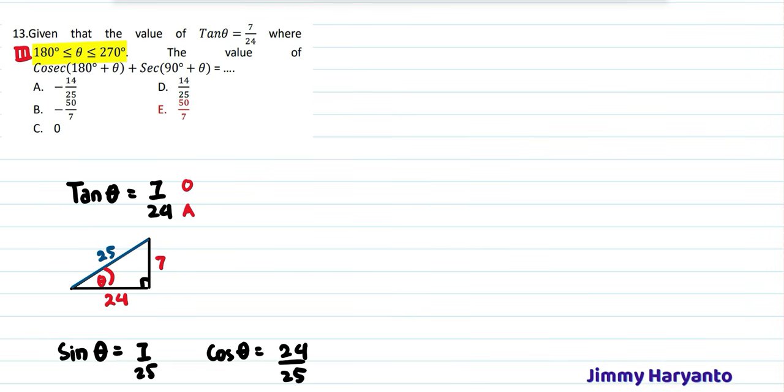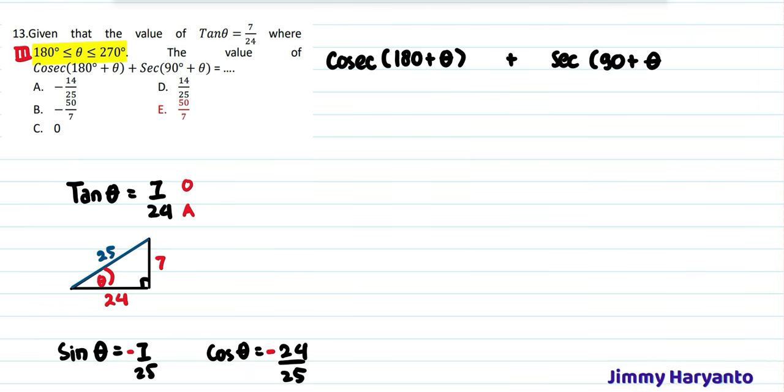And the one that is positive in the third quadrant is only tangent, right? So the sine will be negative and the cos will be negative. Okay, that's the preparation. Next is to answer the questions. The question says cosecant of 180 plus theta plus secant of 90 plus theta. Okay, first is this one. 180 plus theta is in the third quadrant, while 90 plus theta is in the second quadrant.